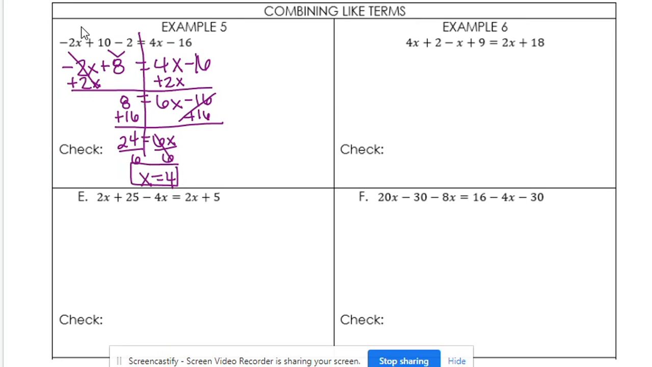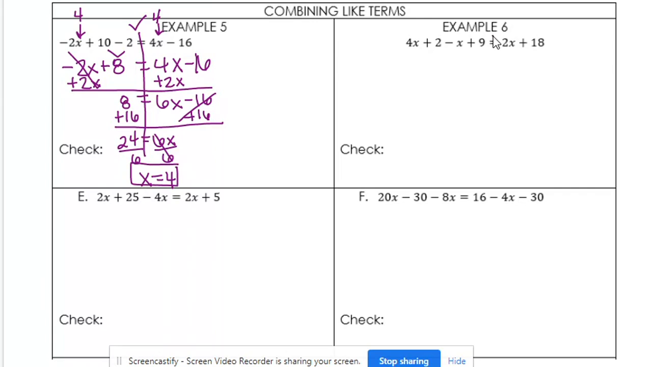You would check this one by plugging the 4 back in for x on each side and then see if you get the same thing. So in your calculator, you're going to type negative 2 times 4 plus 10 minus 2. Negative 2 times 4 is negative 8. Negative 8 plus 10 is 2, and 2 minus 2 is 0. So now let's see what we get on the right. 4 times 4 is 16, and 16 minus 16 is also 0. So we got 0 equals 0 on both sides, so it checks out.